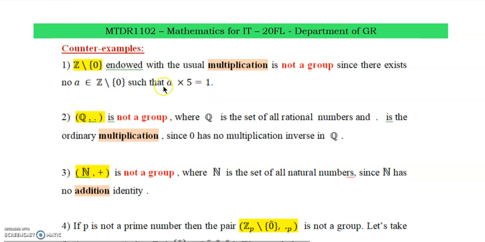Which means what they are trying to tell: actually, you cannot find the inverse. Suppose you take a is equal to 5. How to find the inverse for multiplication? If you find the inverse for this element, then if you multiply the inverse and this, it has to give 1. So that inverse should be 1 by 5. But you cannot find the rational number in the integers, so it is not a group.